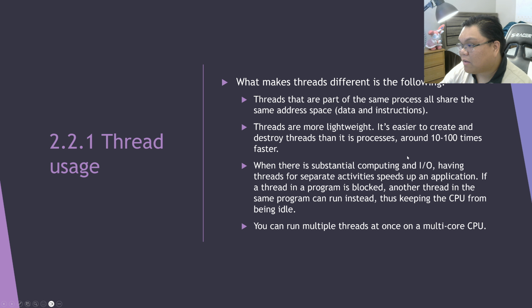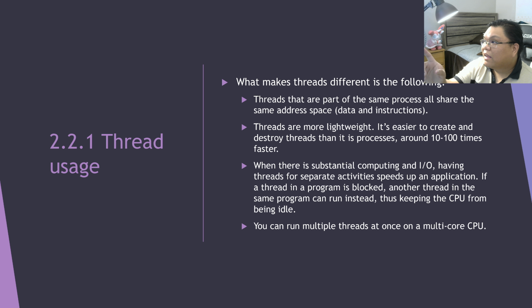When there's substantial computing and I/O, having threads for separate activities speeds up a program. So if one thread, for example, is doing something and it's blocked, the CPU can switch to another thread as part of the same program. And doing that makes the program keep running. And here's another thing about threads. If you have multiple CPU cores, you can run multiple threads.